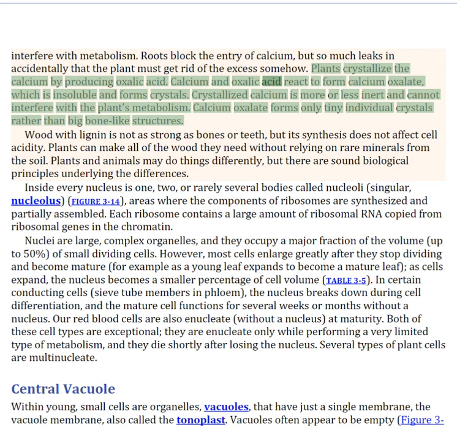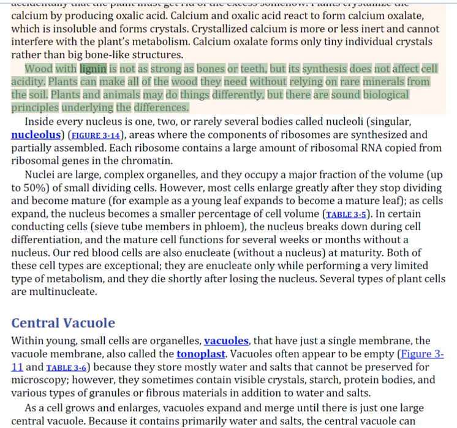Calcium and oxalic acid react to form calcium oxalate, which is insoluble and forms crystals. Crystallized calcium is more or less inert and cannot interfere with the plant's metabolism. Calcium oxalate forms only tiny individual crystals rather than big bone-like structures. Wood with lignin is not as strong as bones or teeth, but its synthesis does not affect cell acidity. Plants can make all of the wood they need without relying on rare minerals from the soil.